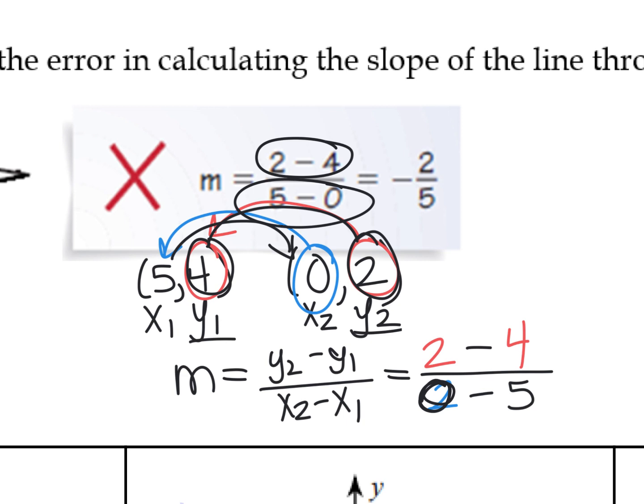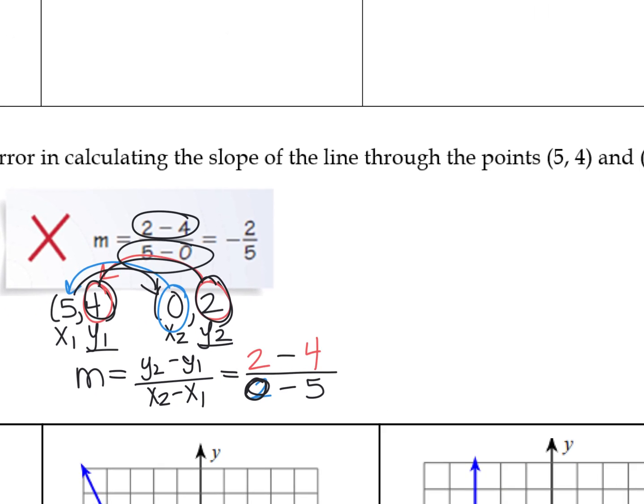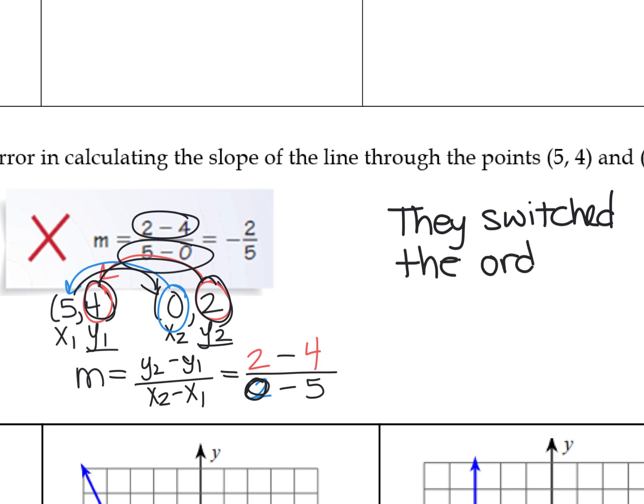You have to keep the points consistent, the order. So if I do the right point minus the left for the y's, then I have to do the right minus the left for the x's as well. So we're going to say they switched the order of the x values on the bottom. You got to make sure your order is consistent.